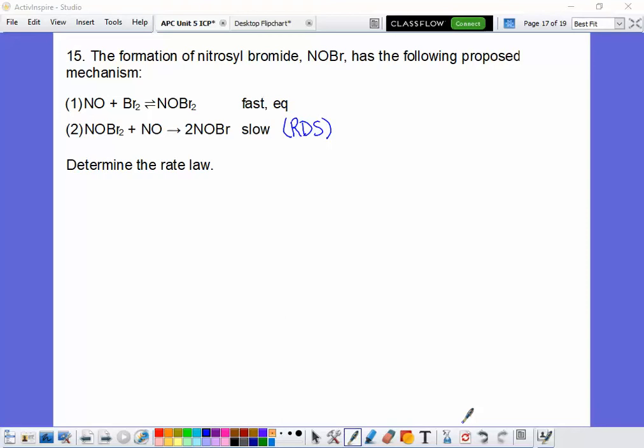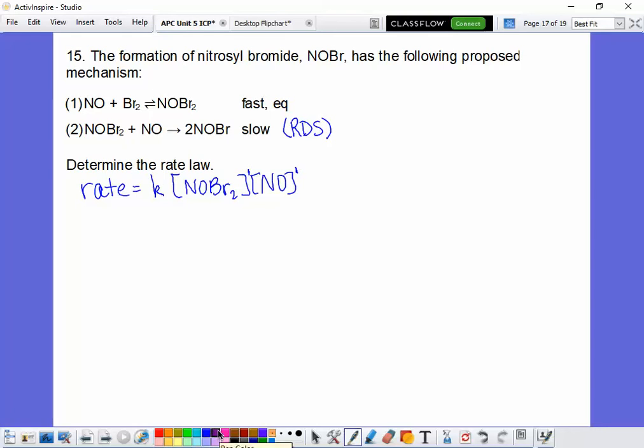And what do you get as the rate law? You should get this, right? Rate equals K times the concentration of NOBr2 times the concentration of NO. Both of these are what order? First order, because they both have coefficients of 1 in the slow step.